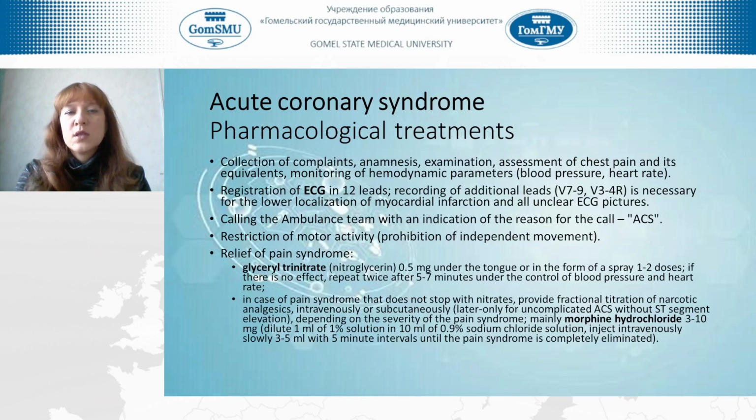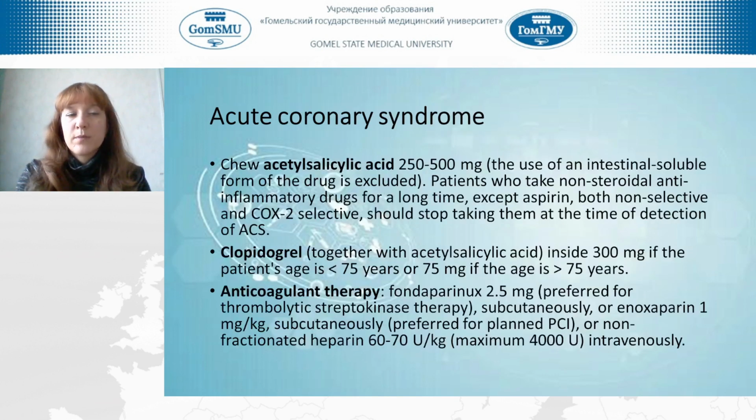In case of a pain syndrome that does not stop with nitrates, you should provide treatment with narcotic agents such as morphine hydrochloride, with its solution together with sodium chloride. It should be given intravenously, slowly during 5 minutes, 3-5 milliliters, until the pain syndrome is completely eliminated. Then salicylic acid 250-500 mg. If the patient used the non-sodium form, the drug is included.